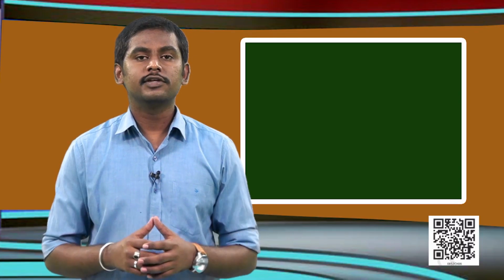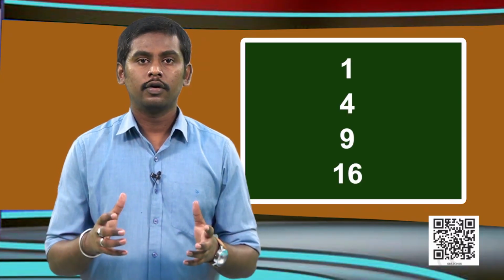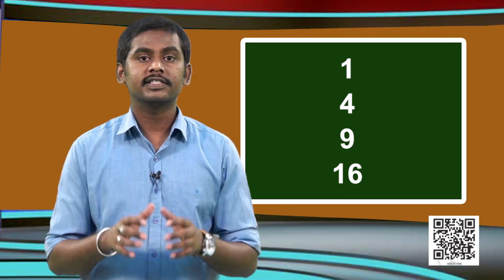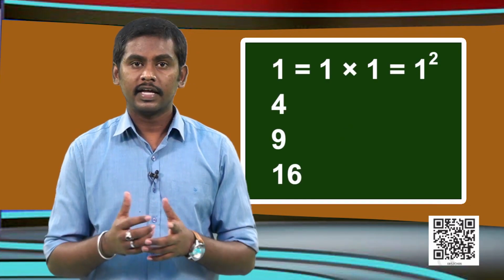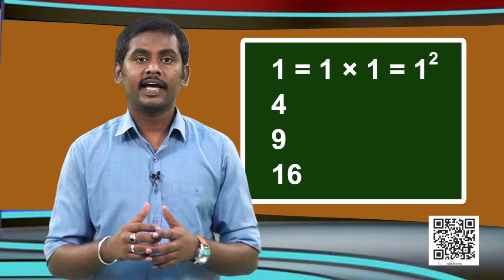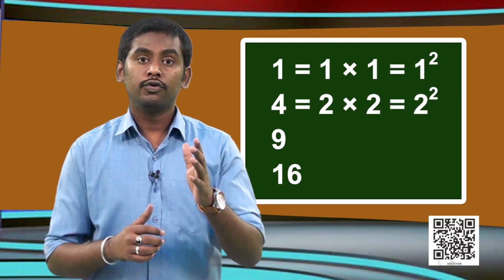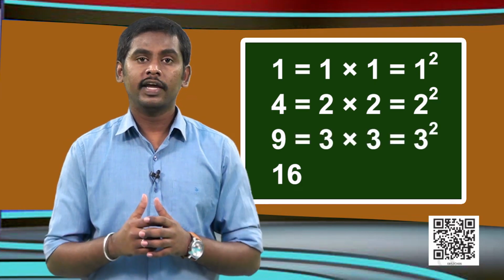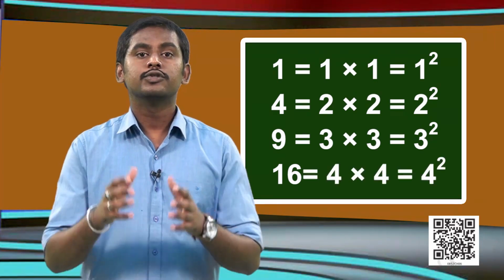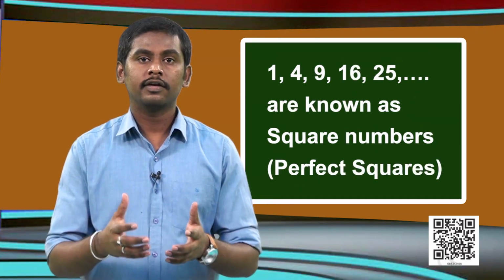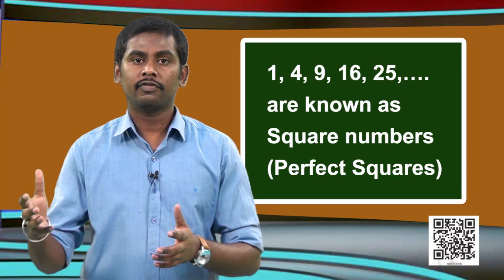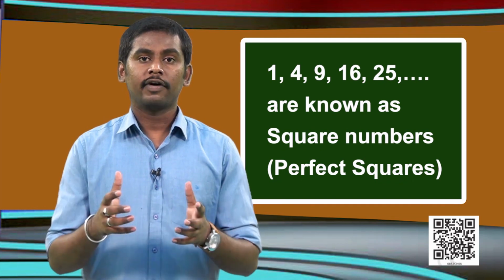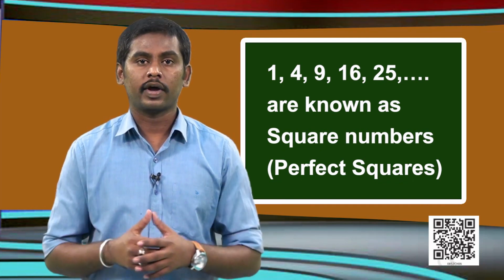Students, if we observe all these numbers 1, 4, 9, 16, we can observe that all these numbers could be written as product of the same number. That is, if you observe 1, we can write it as 1 multiplied with 1. If you observe 4, we can write it as 2 multiplied with 2. If you observe 9, we can write it as 3 multiplied with 3. So, all these numbers such as 1, 4, 9, 16, 25 and so on, we call these numbers the square numbers. In fact, we can also call them the perfect squares.